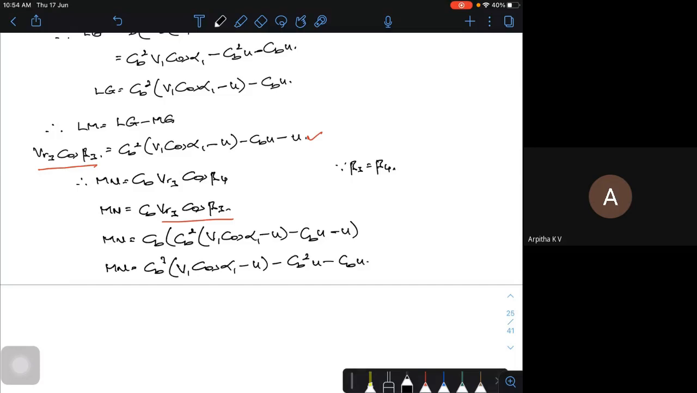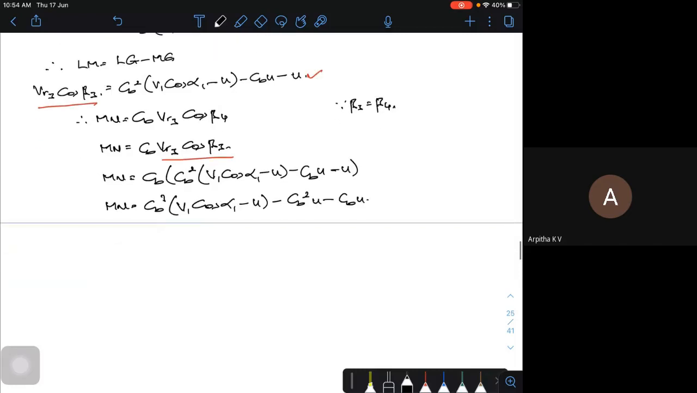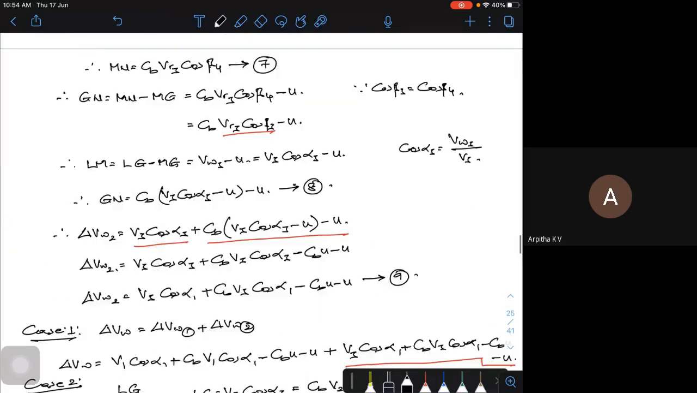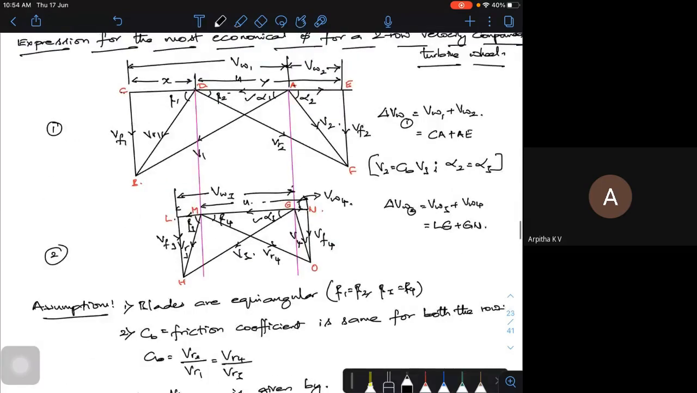Now we can substitute and we can get the value for your delta VW. So if you go back and check here, your delta VW is equal to Lm plus Mn. It's very similar to your Lg plus Gn. To get the expression in terms of V1 cos alpha, we are doing all this exercise.